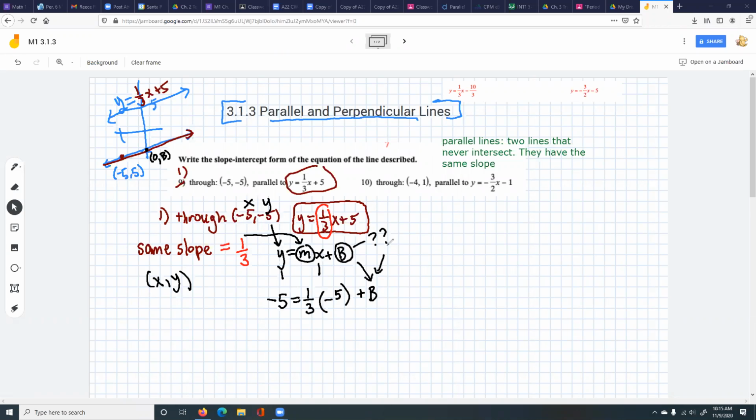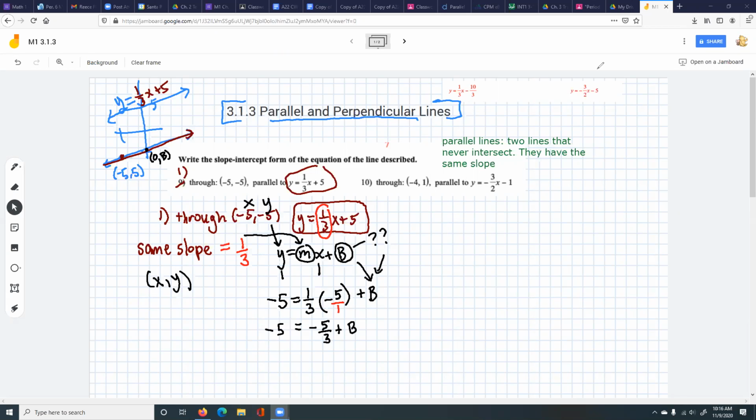So let me throw a 1 underneath here. How do we multiply fractions? We just multiply straight across, okay? So we're going to get -5/3. No need to be afraid of the fraction. -5/3 plus b, I multiplied straight across. 1 times -5 is -5, 3 times 1 is 3, plus b equals -5, okay?